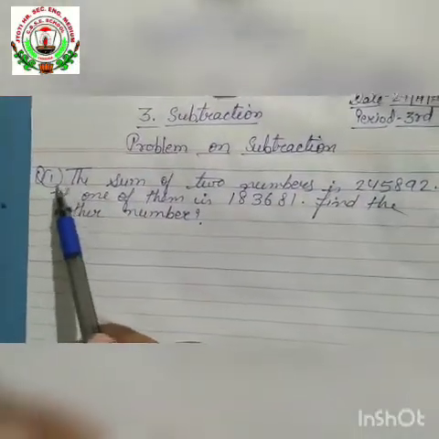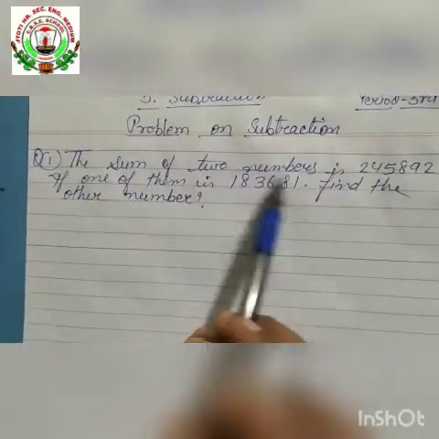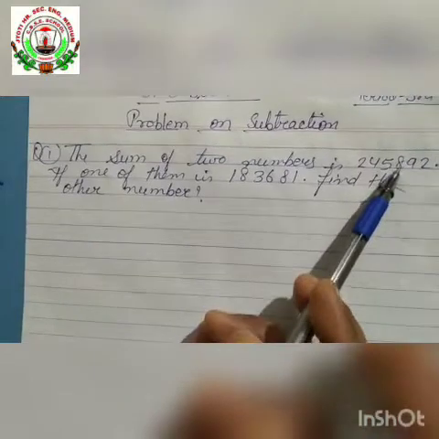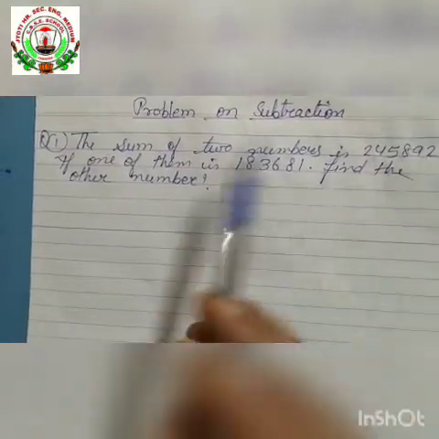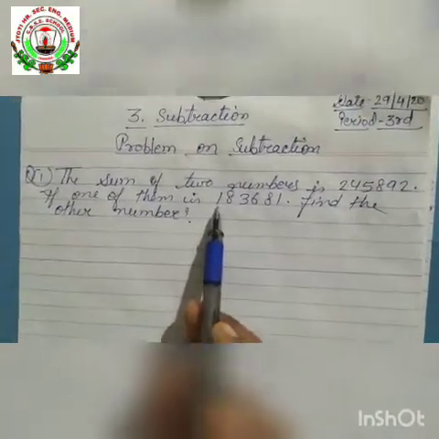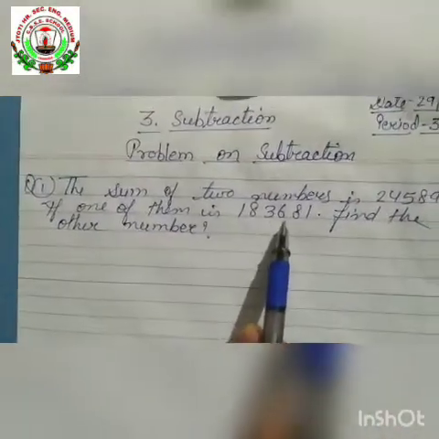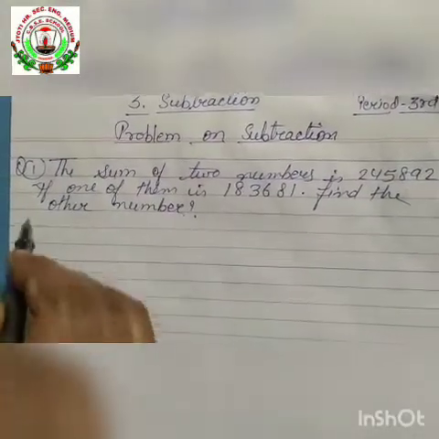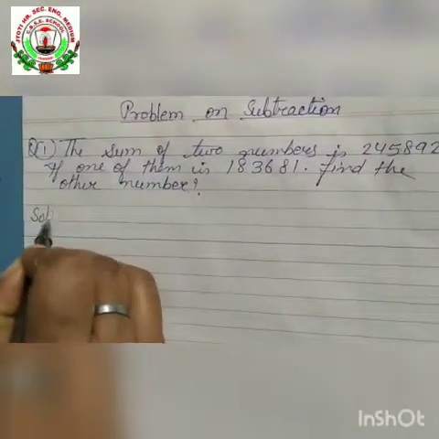Here, question number 1. The sum of two numbers is 2,45,892. If one of them is 1,83,681, find the other number. Now let us start the solution.